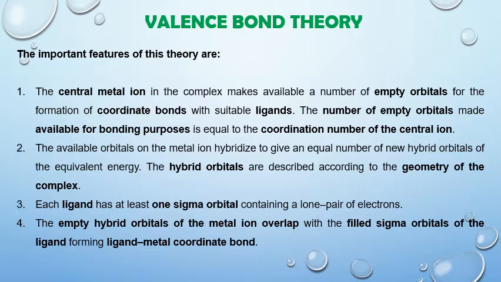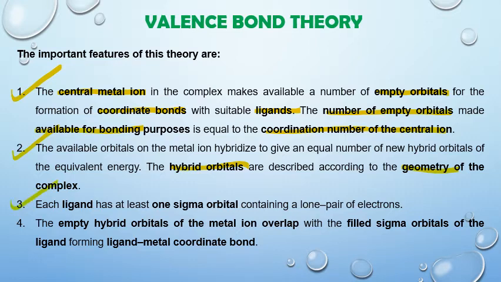Here are some points about this valence bond theory that we should know. The first is that the central metal ion in the complex has a number of empty orbitals for the formation of coordinate covalent bonds with the ligand. The number of empty orbitals available for the bonding should be equal to the coordination number of the central metal ion. The next point is that hybrid orbitals are described according to the geometry of the complex.